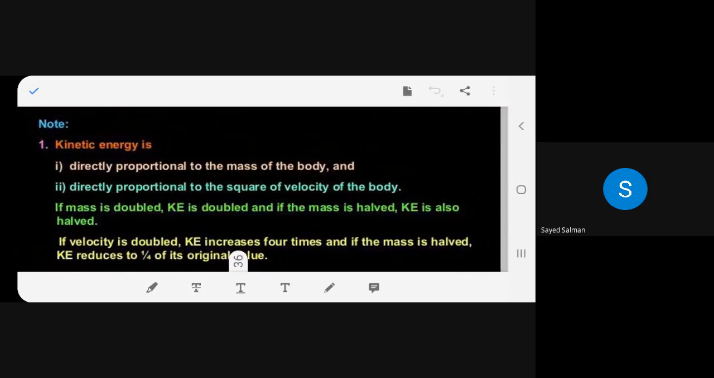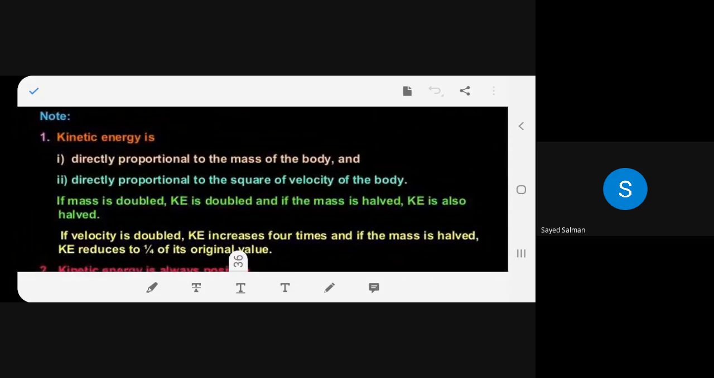So the summary of kinetic energy. Kinetic energy is first directly proportional to the mass of the body, and second directly proportional to the square of velocity of the body. If mass is doubled, kinetic energy is doubled, and if the mass is halved, kinetic energy is also halved.